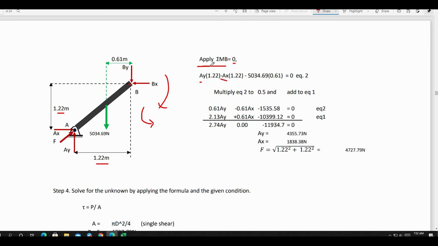Again, we assume here that clockwise moments are positive. Then 5,034.69, that is the weight of member AB, multiplied by its moment arm, that is 0.61 or 1.22 divided by 2, that is counterclockwise with respect to point B. It is negative in our equation. So let this equation be equation 2.